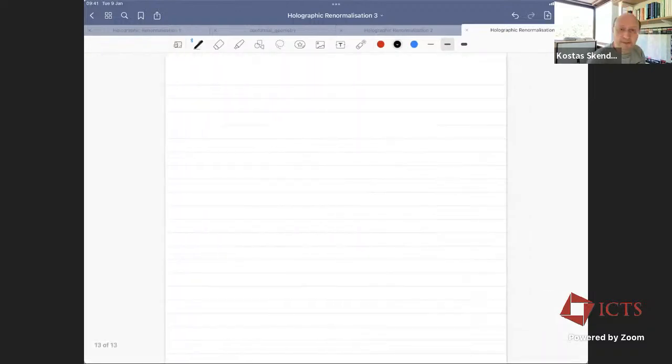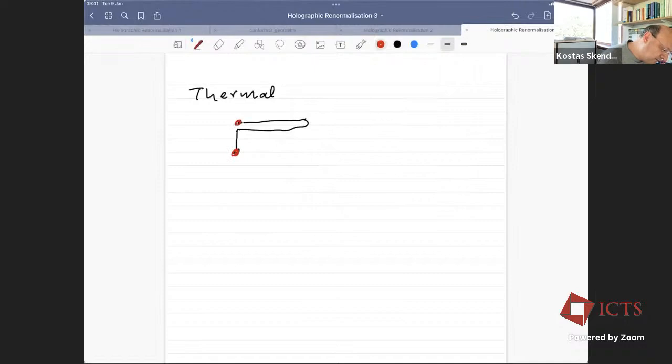Finally, if we want thermal, or some general state, but let's say thermal, then the contour you need to consider is you go forward in time, go backwards, and then you go down, and then you identify this point with that point, and the distance you go down is equal to beta. And then if you want to compute correlators, again there are four types of correlators, because you can put both of them here, one on top, one here and one there, and so on. So there are, again, four different types of correlators.